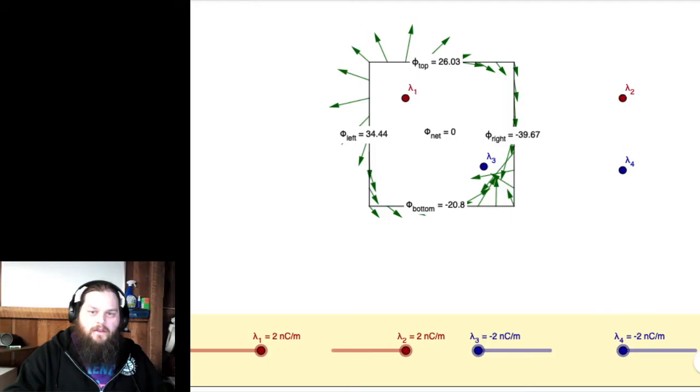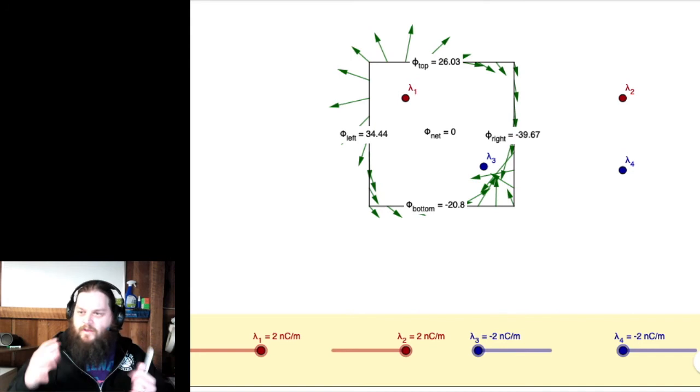Switch over to another simulation that I like. This one's a similar idea. We have a square surface here. We get to see the electric field vectors shooting out of it.